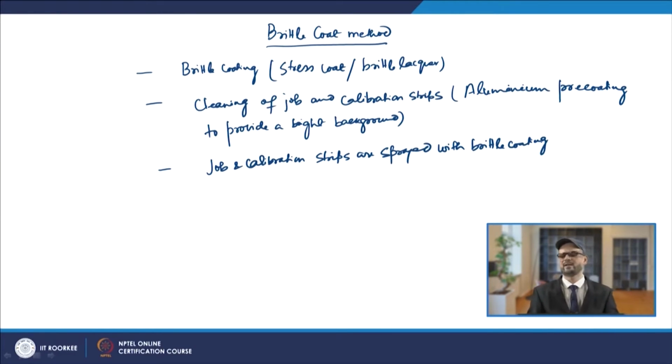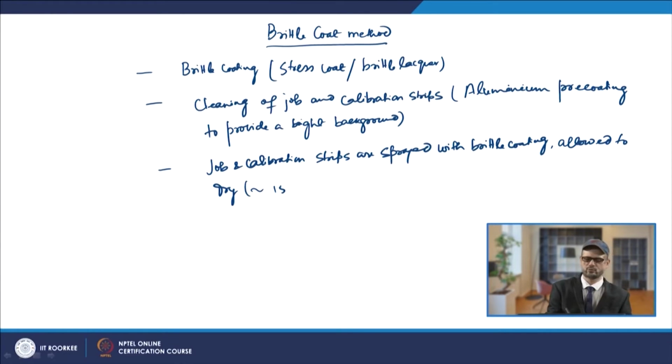So, then once you apply this brittle coating on the job and also on the calibration strips, they are allowed to dry, and that may take a very long time. The drying time is normally about 15 to 24 hours. Since it is a brittle coating, it becomes quite hard on drying.